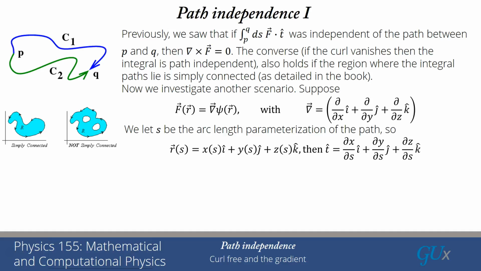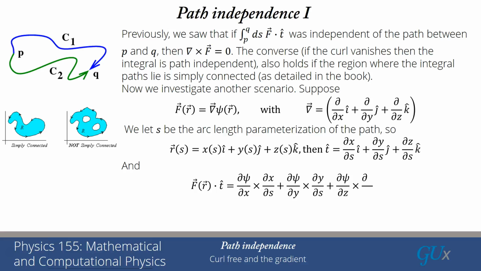But if I have that way of writing the path as a function of some parameter, then the tangent vector becomes the derivative of x with respect to s times i hat, plus the derivative of y with respect to s times j hat, plus the derivative of z with respect to s times k hat. Now, when we look at F and dot it into T, the x component of F is just d psi by dx, and I multiply that by dx by ds. I add to that d psi by dy multiplied by dy by ds, plus d psi by dz multiplied by dz by ds.